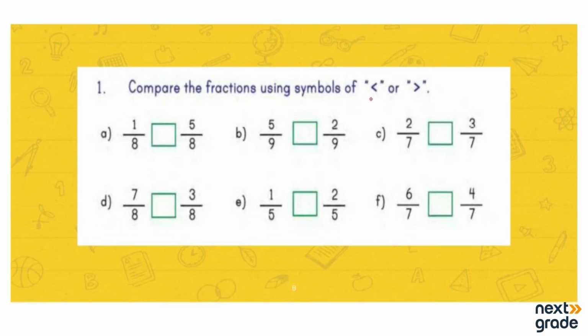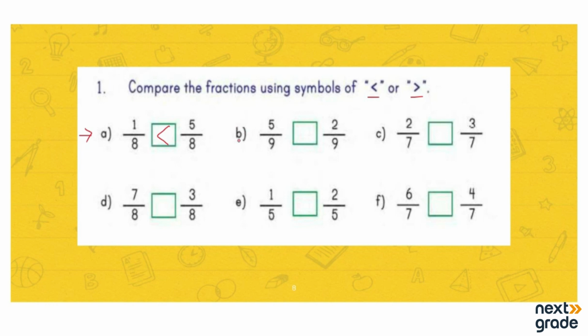Compare the fraction using the symbol less and greater. Let's look at the first question, and that is 1/8 and 5/8. These are two like fractions because both of the denominator they have are the same. And now we have to see whether their numerator is greater or not. So this is 1 and this is 5. Obviously 5 is going to be the greater one, so we are going to put this sign. The open side indicates that the number is greater and the closed side indicates that the number is smaller.